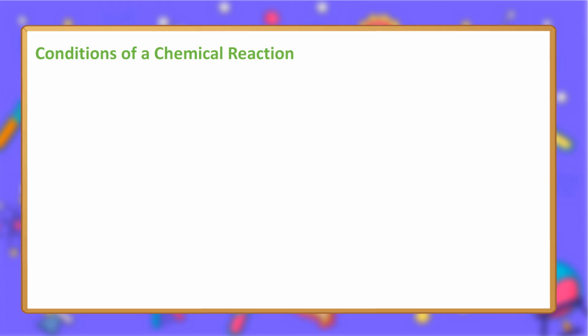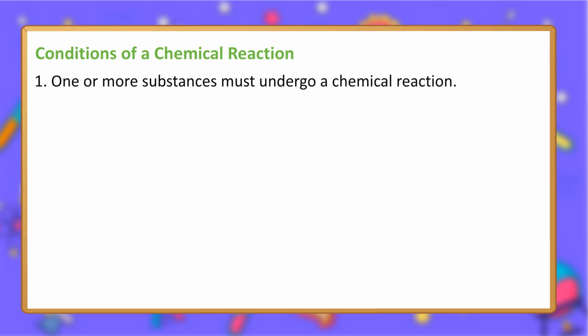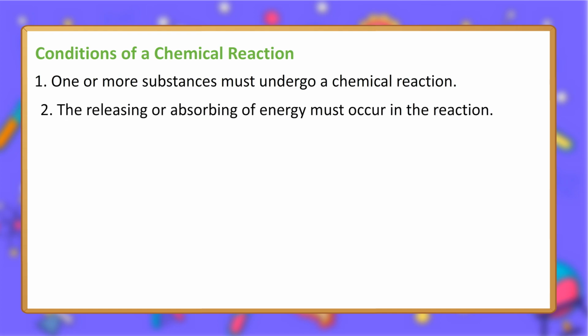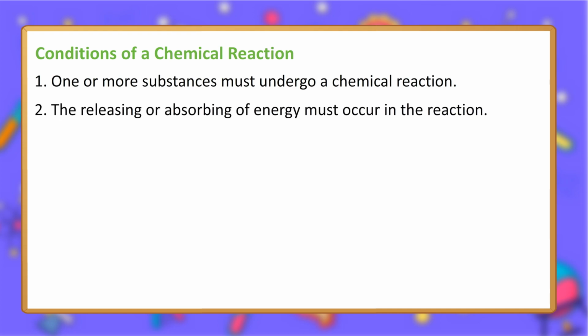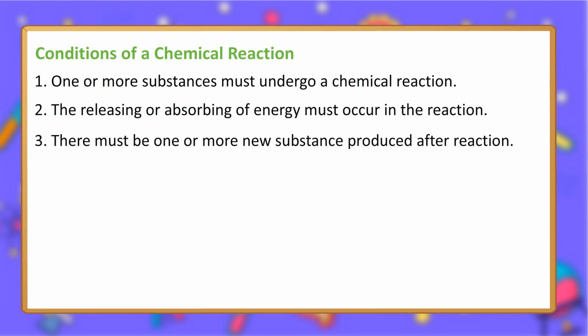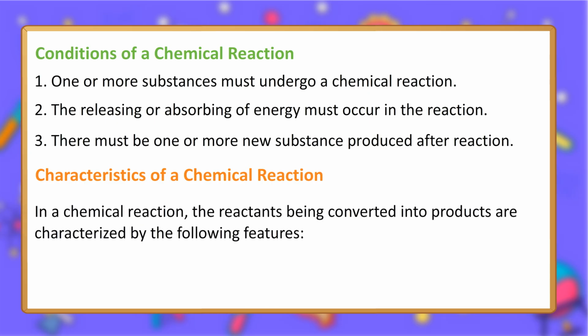Conditions of a chemical reaction. 1. One or more substances must undergo a chemical reaction. 2. The releasing or absorbing of energy must occur in the reaction. 3. There must be one or more new substances produced after the reaction. Characteristics of a chemical reaction. In a chemical reaction, the reactants being converted into products are characterized by the following features.